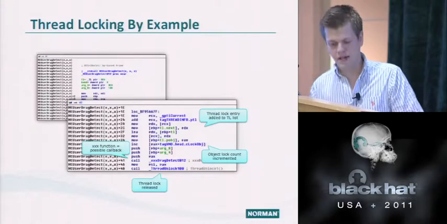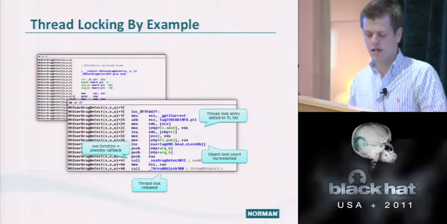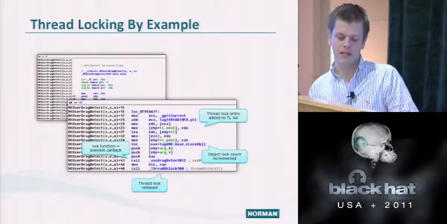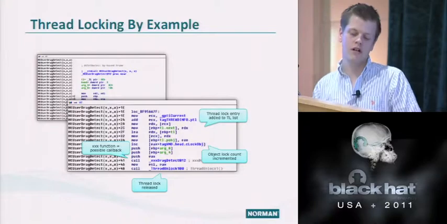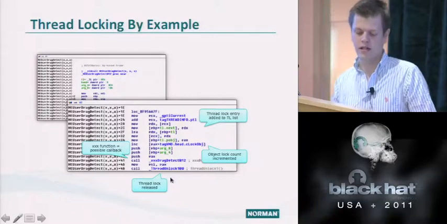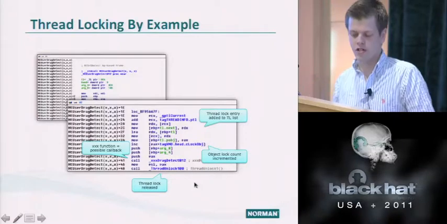So you see that the thread lock entry is added to the thread lock list. The lock count is incremented, and then the XXX function is called that potentially may invoke a callback, and then finally the thread lock is released. So this is how it should be done.